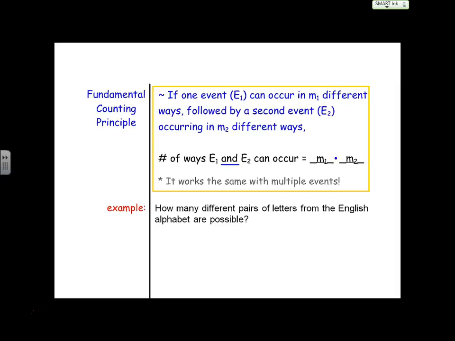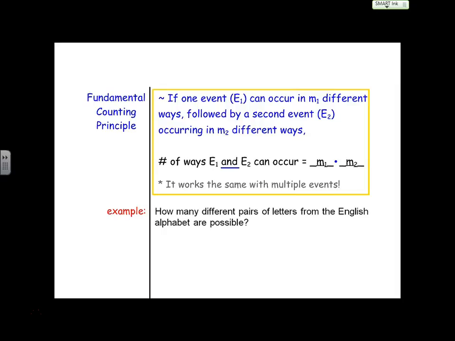So if you guys notice right here, I've highlighted two things. I've highlighted the word and, which is not always explicitly stated. Sometimes it's more implied. And then we have this multiplication symbol. The word and, multiplication, and probability almost always go together when we're trying to count up how many ways something can occur. So this example down below, how many different pairs of letters from the English alphabet are possible? Question.